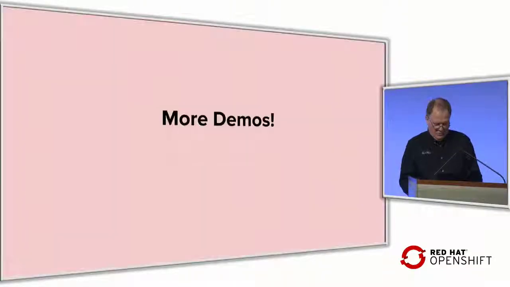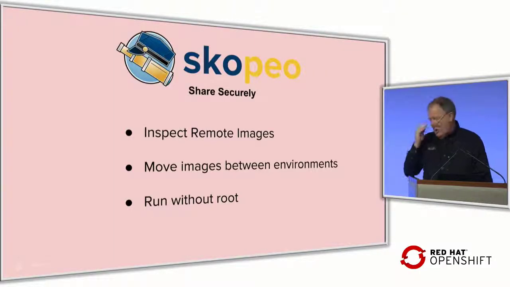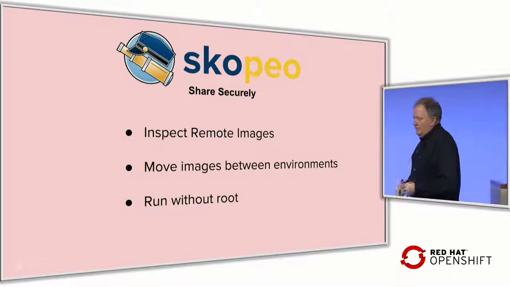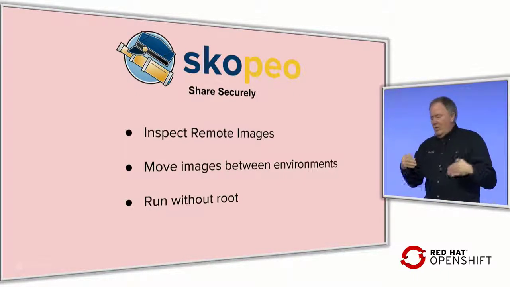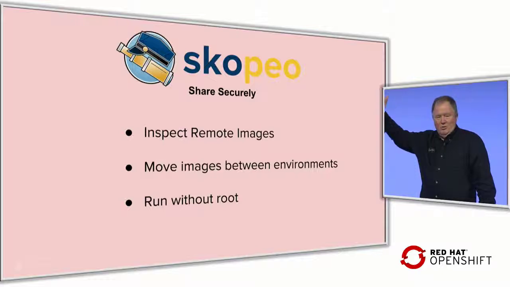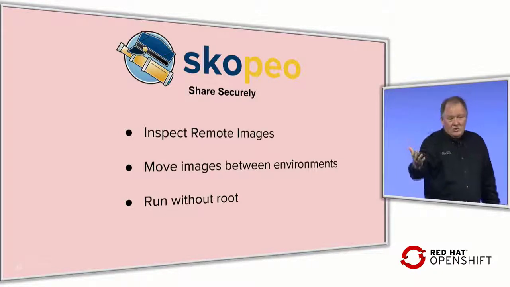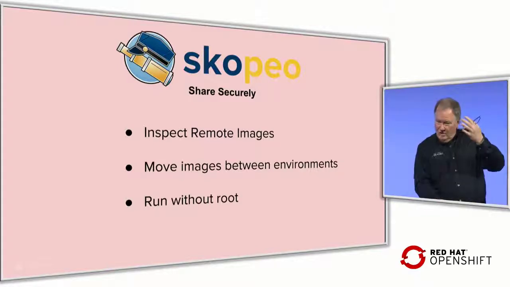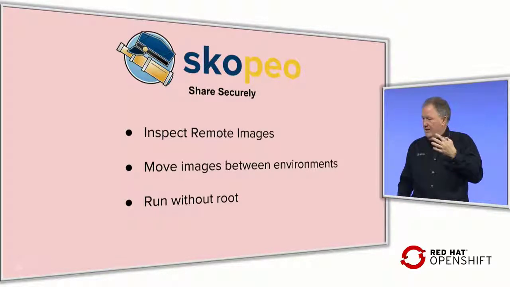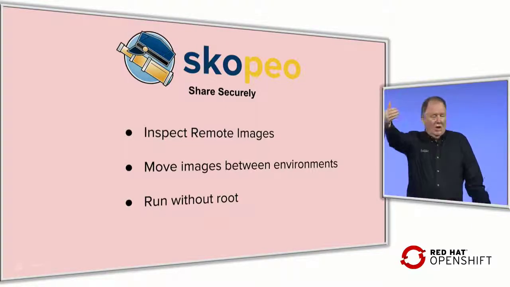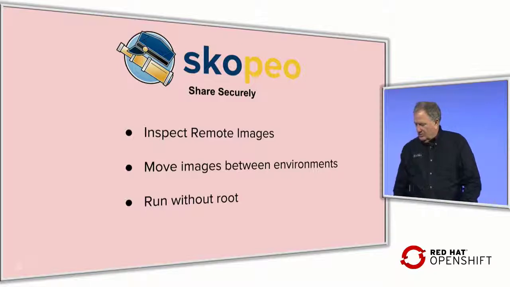Let's go back quickly to the presentation. Okay, so Skopeo, I mentioned in passing in the beginning. Skopeo originally was about inspecting remote images, looking out at a container registry and getting down. When you do a Docker inspect or a Podman inspect, you get that JSON file that describes what the container image is. What we wanted to do is go out and look at a registry and download that without having to pull the image to the local system.